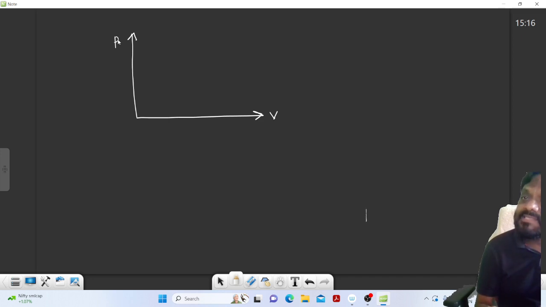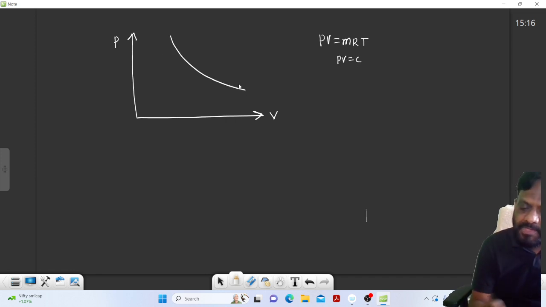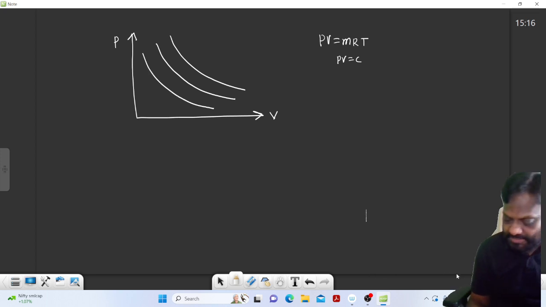So you know it is a rectangular hyperbola. An isothermal process for an ideal gas is given by a rectangular hyperbola. Mass is constant, R is constant, temperature is constant in an isothermal process, so PV is constant. So it is a rectangular hyperbola. There are 3 temperatures given, my dear students. Let us see what those 3 temperatures are.